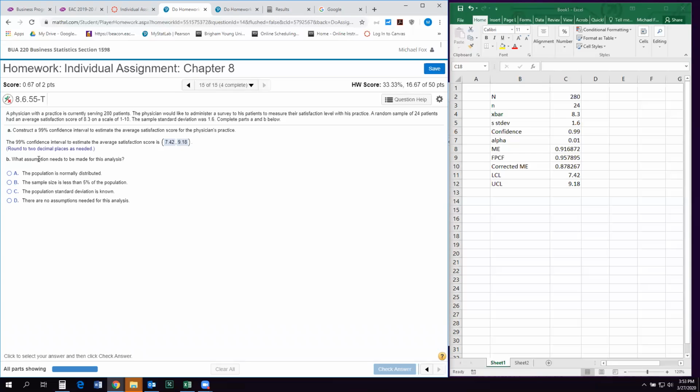All right, what assumption do we need to make for this analysis? So anytime we use the student's t-distribution, we have to assume the population is normally distributed.